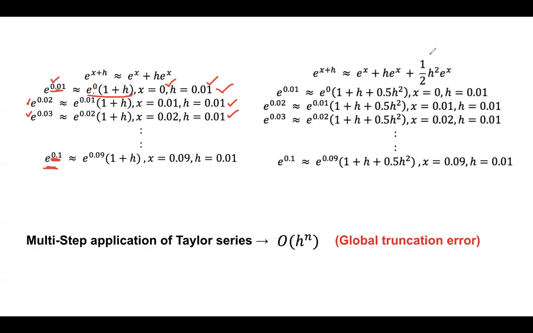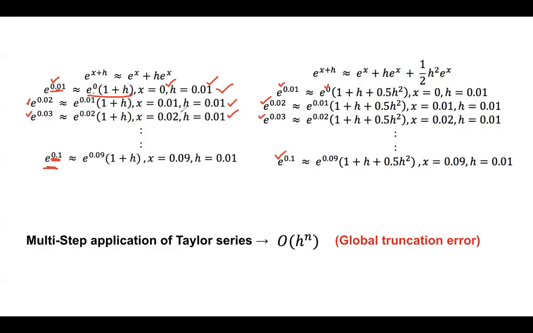What if I am using three terms of the Taylor series expansion? That is 1 plus h plus 0.5 h square, and e raised to x you can take outside. So again from e raised to 0, I compute e raised to 0.01. From that, I compute e raised to 0.02. From that, I compute e raised to 0.03, and so on till e raised to 0.1.